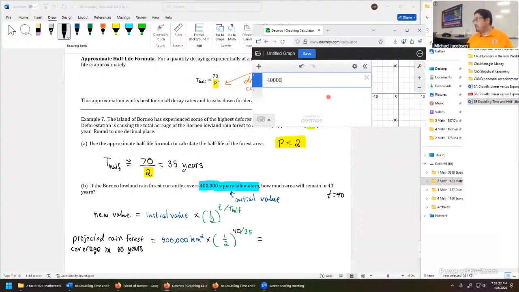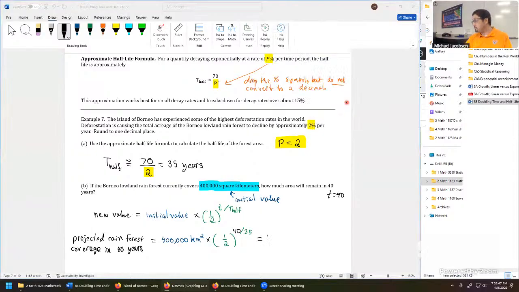So 400,000 times 1/2 to the power of 40 over 35 gets us this. We're rounding to 1 decimal place. So 181,144.7 kilometers squared is projected to be remaining in 40 years if they continue to have deforestation at 2% per year.